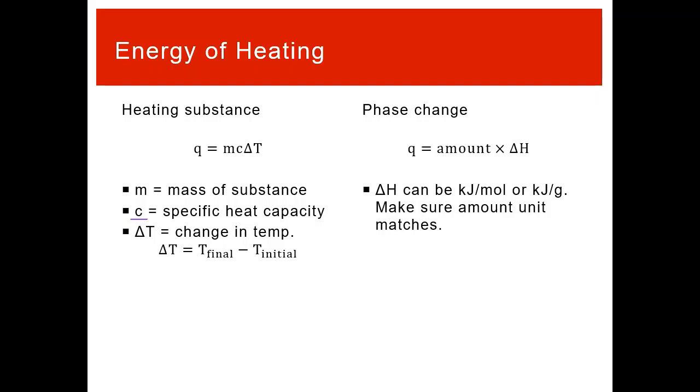When you undergo a phase change, the temperature no longer changes. You will note that over here, there is no temperature in there. Instead, the heat is equal to some amount multiplied by a delta H value, the enthalpy of that process. So this is going to be similar to doing stoichiometry, where you're dealing with the delta H of the process. It's either going to be in kilojoules per mole, in which case your amount needs to be in moles, or in kilojoules per gram, in which case your amount needs to be in grams. So your units need to match. Both of these are going to show up, and the delta H values will also be provided.